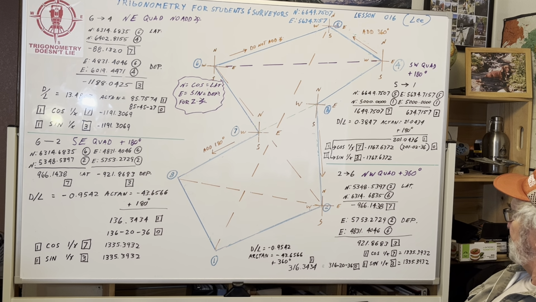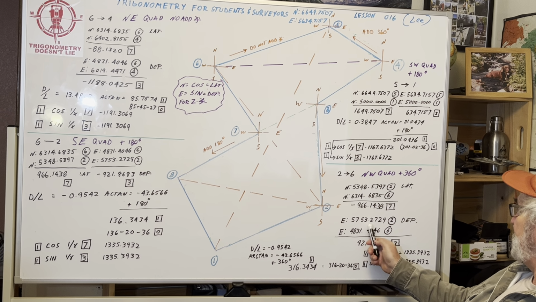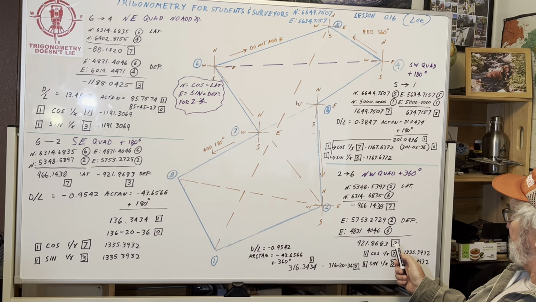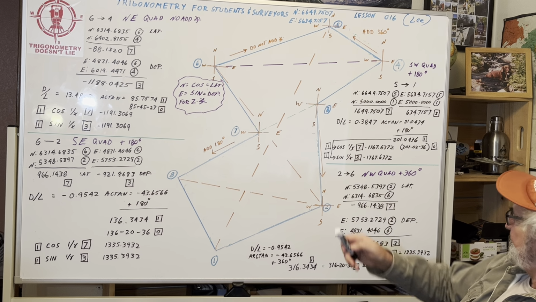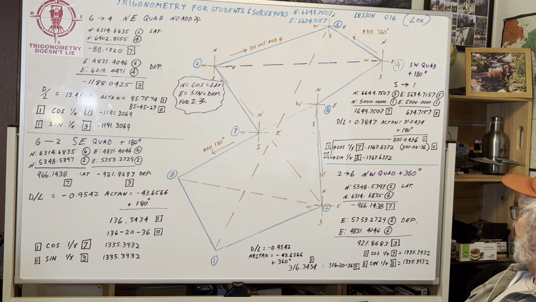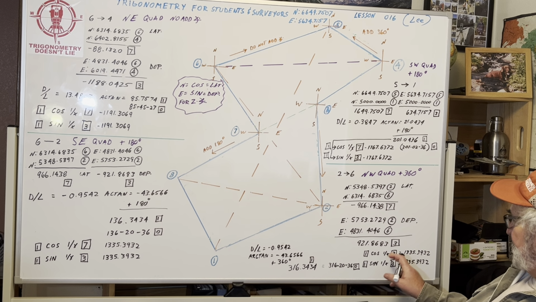Your easting for 2, where are we doing 2 to 6? Your easting for 2 down here is 5753.2729, and that's your departure. Your easting up at 6 is 4831.4046, and so that's a 921.8683, and so I stored that as 3, where I always store my easting. That's 3.